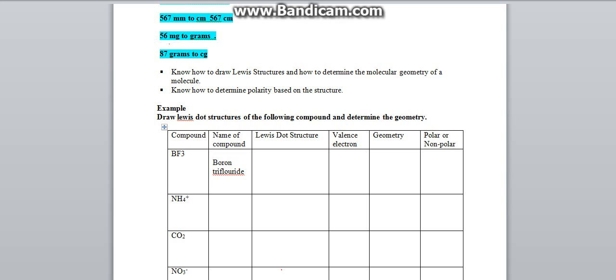Lewis dot structure. Okay. B takes a certain number of... Where are my notes? Okay, B takes 6. Fluoride takes... Okay. Oh, yeah, wait, no, I'm stupid. How do I do this on here?